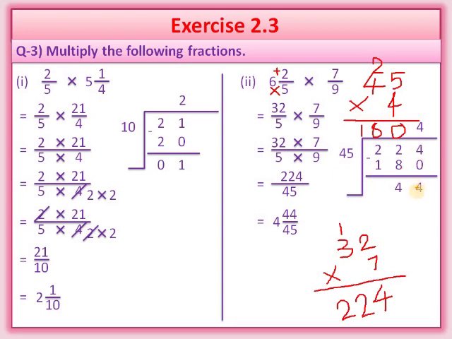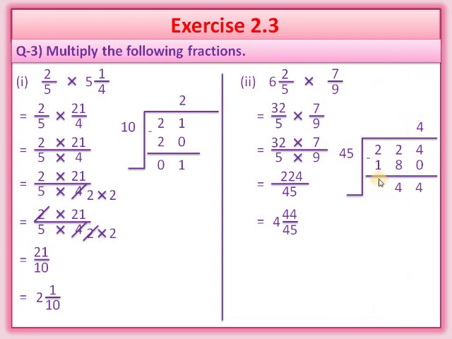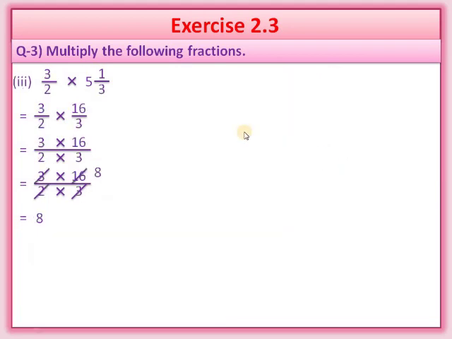So 4 minus 0 is equal to 4 and 12 minus 8 is equal to 4 and 1 minus 1 is equal to 0. Understood? So what is the answer? The answer is 4 integer 44 upon 45. Understood what I am telling you? Okay. Now we will move on to question number 3.